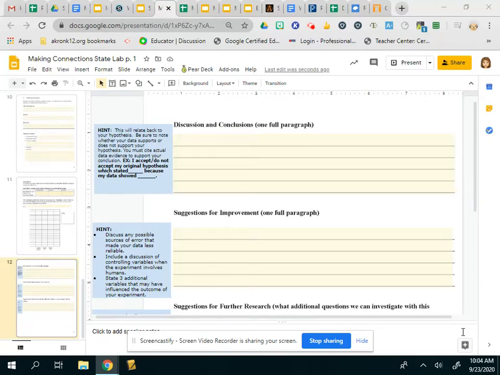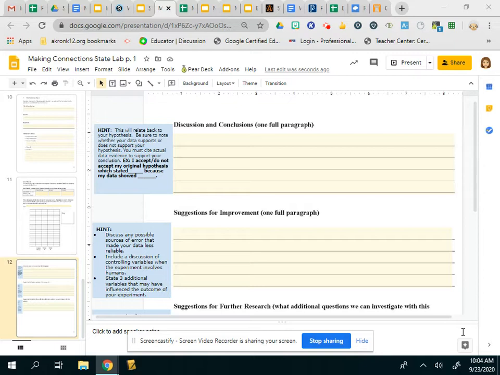All right, we made it to the last page of our Making Connections lab, and this is doing a summary of your experiment that we did with the clothespin as a class. So you have to write a paragraph that's titled for discussion and conclusions, and I put some hints on the side so that you know what to talk about.